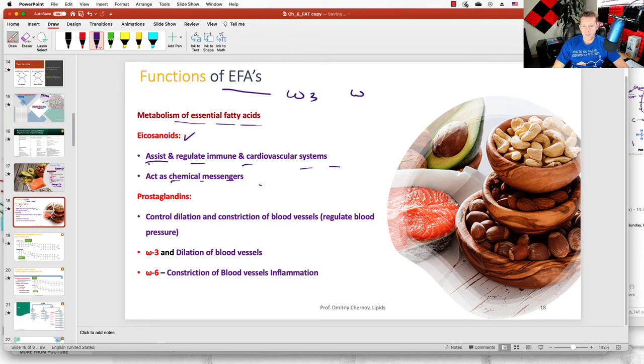Omega-6 actually increases blood pressure, so it constricts blood vessels, and omega-3 dilates blood vessels, so it decreases blood pressure. We need both, even though omega-6 is kind of bad today, and omega-3 is good. Omega-3 decreases blood pressure because it dilates blood vessels, and omega-6 increases blood pressure because it constricts them. We need both for control, but omega-6 is winning just because of our diet. We're going to look at our diet. So everything that you see here on this side comes from omega-3.